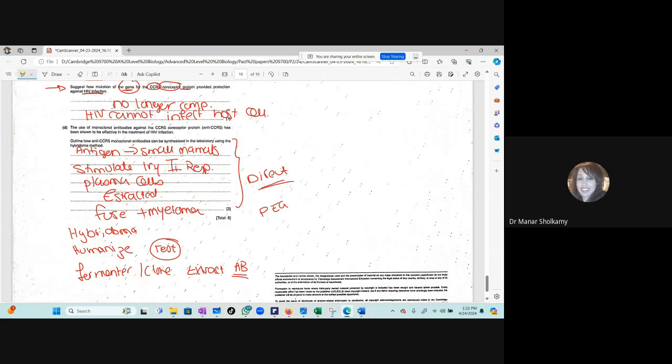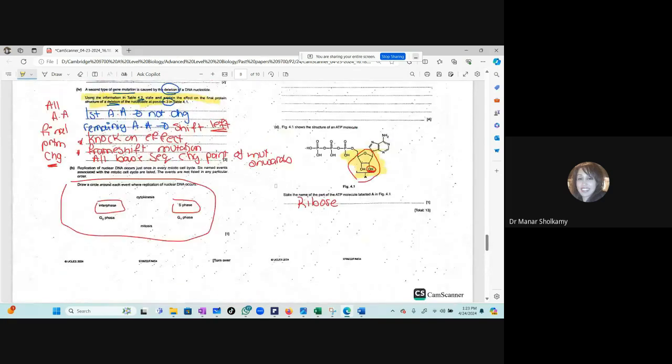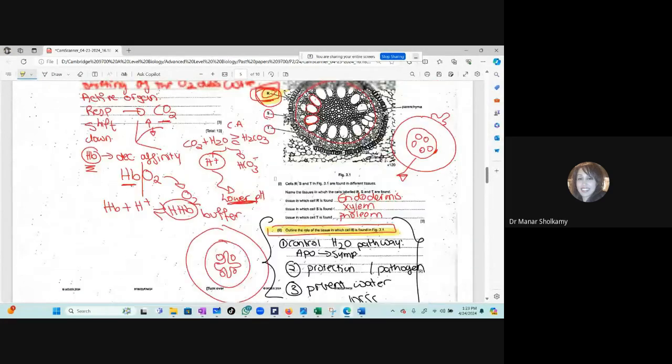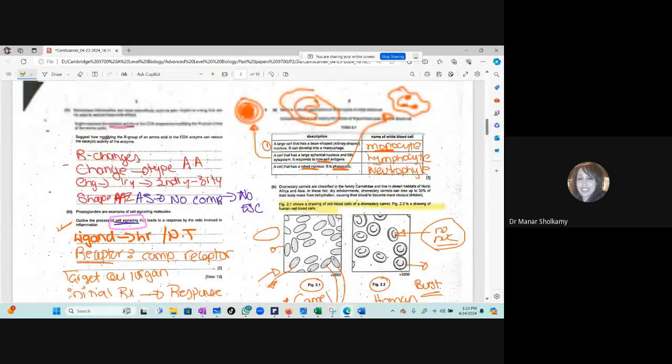Monoclonal antibodies, and it was a direct question. Okay, the March 24 exam, in my opinion, you will not do very well on this exam because it's a little bit tricky. More than one tricky question. This is showing us that the exams are getting harder. We need to study more.